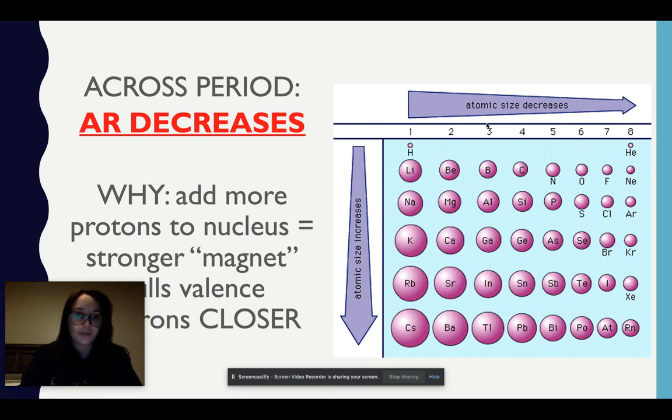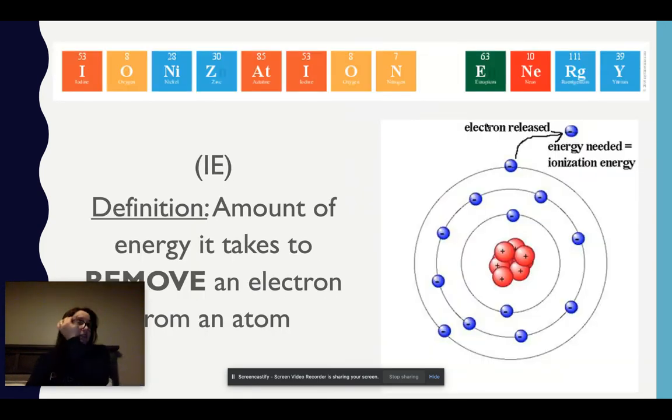because it is an increase in positive charge. Next thing that we're going to talk about is ionization energy. Wow, this one came up. And I'm going to denote that with IE. It's a little bit easier than writing ionization energy. The definition for this is the amount of energy it takes to remove an electron from an atom.